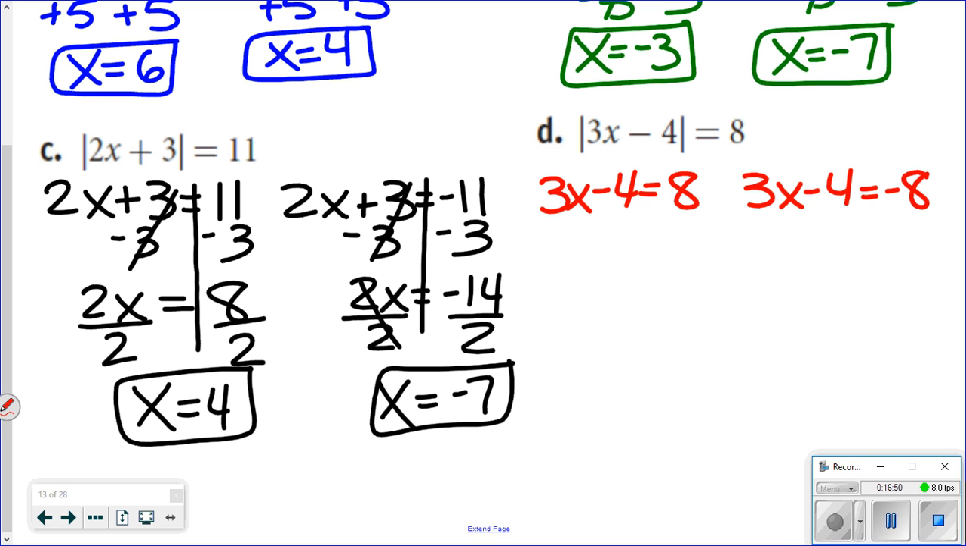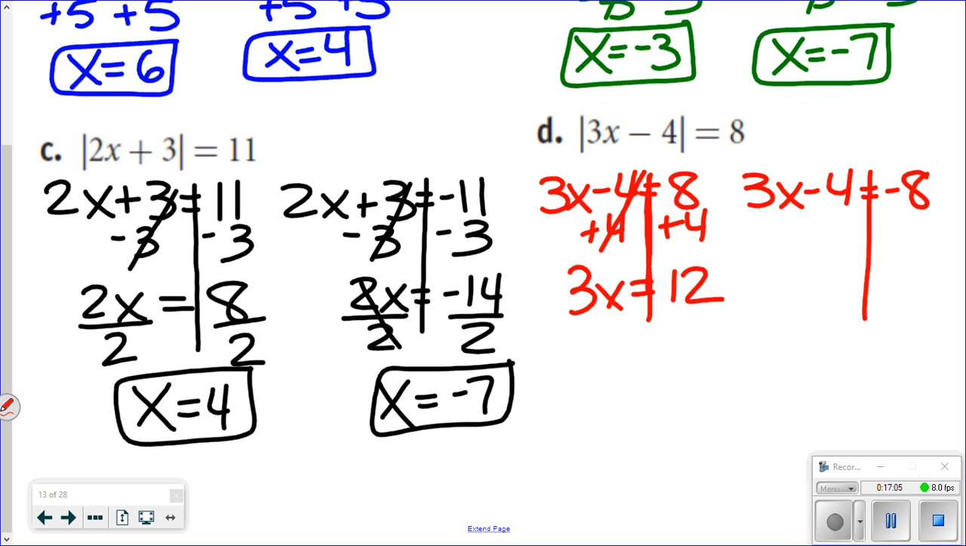For question D, let's draw our lines down again to keep our work organized. We want to isolate 3x, get it by itself, so I need to move the -4. So add 4 to both sides. 3x equals 12. Divide both sides by 3. We get x equals 4.